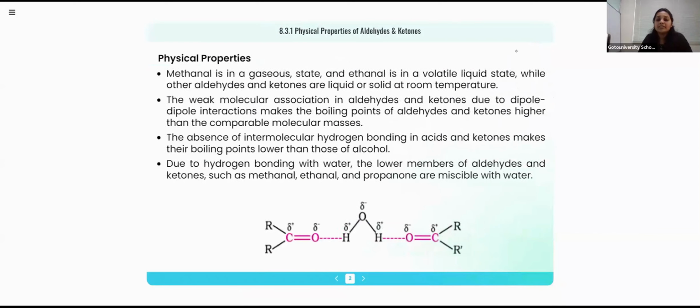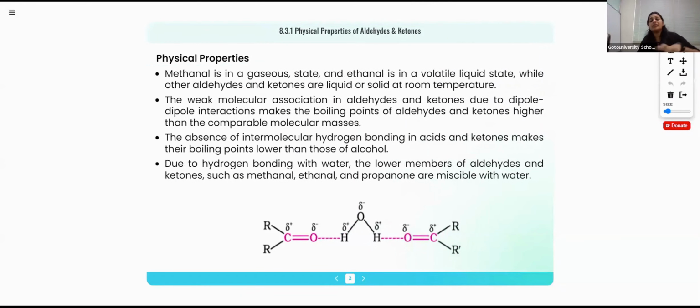As we discussed in the case of alcohols, aldehydes and ketones also have different properties: what their solubility is, what the nature of the compound is, and whether they have a high melting point or a low melting point. There is a particular reason behind all these properties, and we are going to discuss those properties.